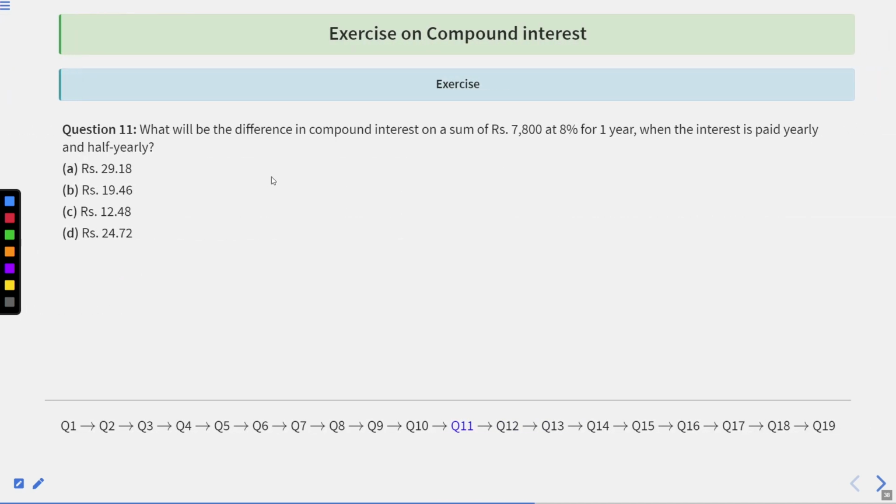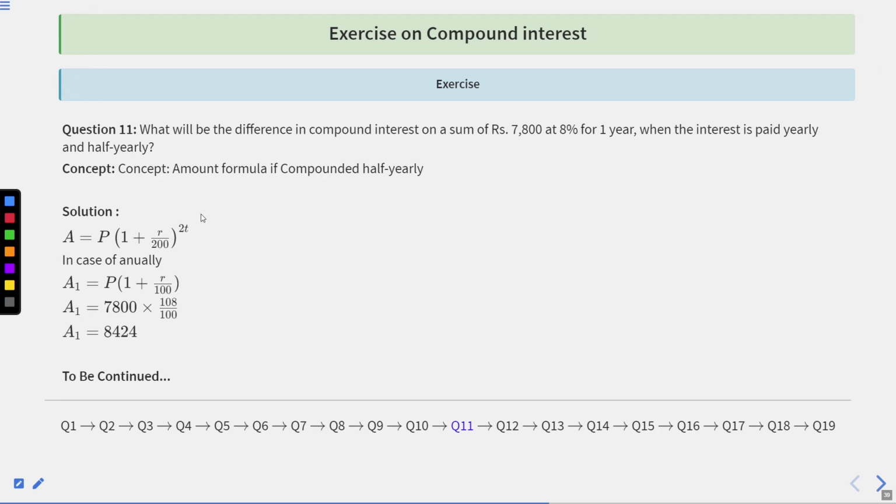Question number 11. What will be the difference in compound interest on a sum of rupees 7,800 at 8% for 1 year when the interest is paid yearly and half yearly? So let us have a look at the solution. Amount is equal to principal into 1 plus R upon 100 to the power T. That is the actual formula, but here the interest is compounded half yearly, so R will become R upon 2 and T will become 2T.